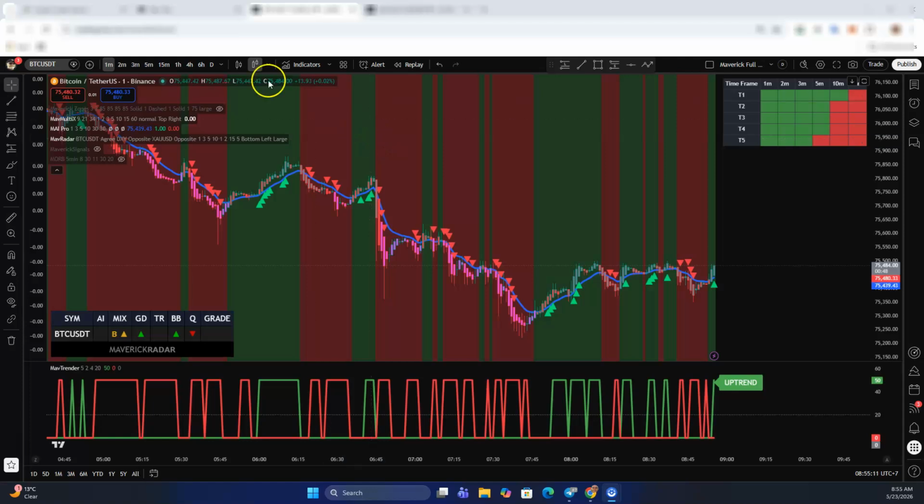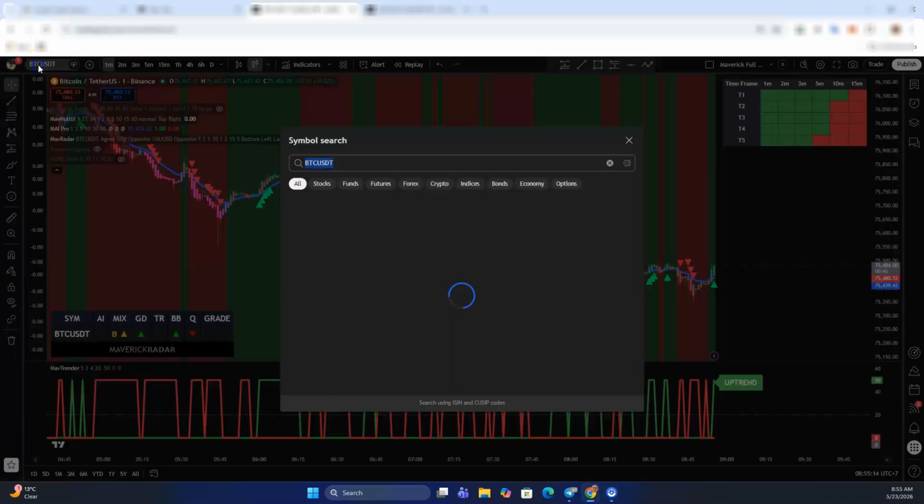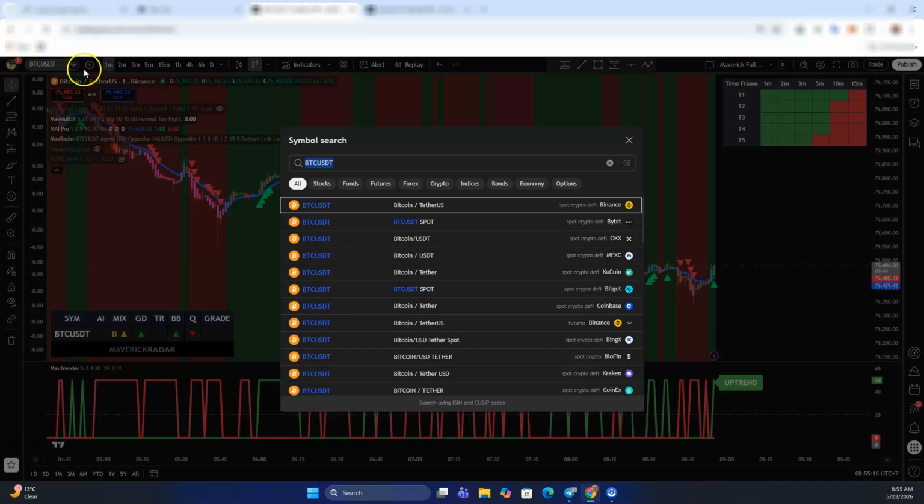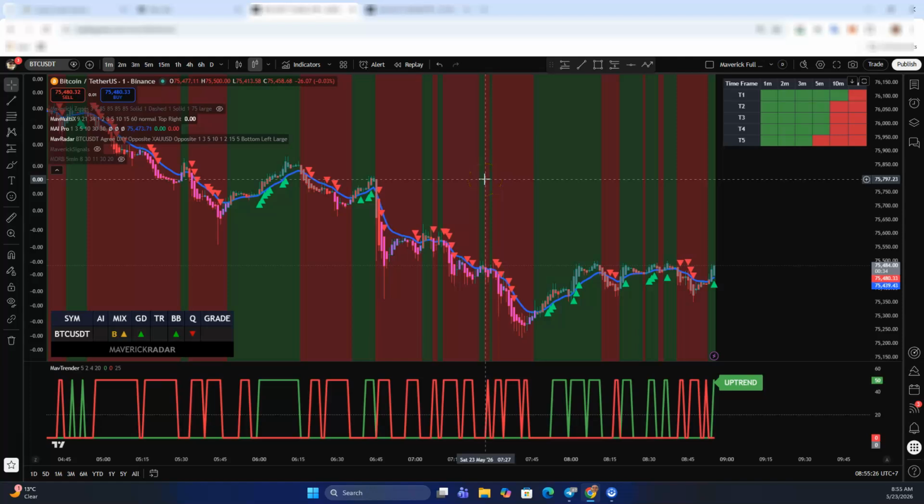So, how do you do that? If you go to this marker here, you change it to BTC. You probably know this already, but I'll go through it anyway. BTC, I've used Binance as my exchange. Click on that, and it brings you to this chart of Bitcoin. Then I want to change my Maverick radar so it lines up with Bitcoin instead of gold, XAU.